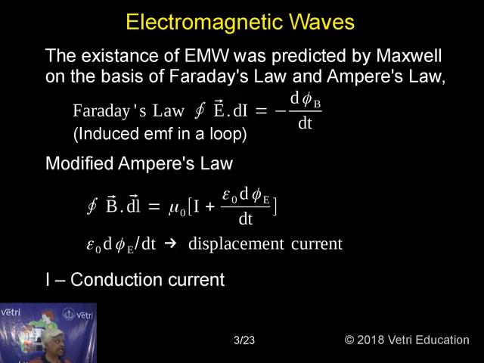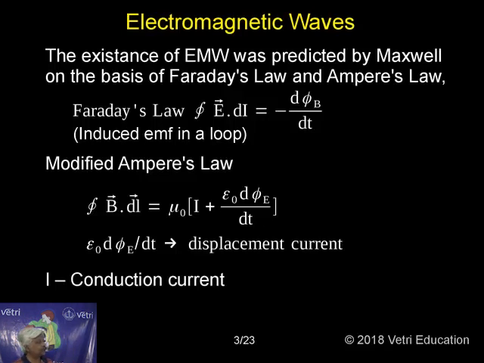And he used Faraday's law and Ampere's law. Faraday's law, we know, integral over a closed loop E dot dl is equal to minus d phi by dt. The rate of change of magnetic flux will give the induced EMF in a loop. Modified Ampere's law, integral over a closed loop B dot dl, a line integral, equals mu naught into I plus epsilon naught d phi E by dt. Epsilon naught d phi E by dt is called displacement current and I is called conduction current.